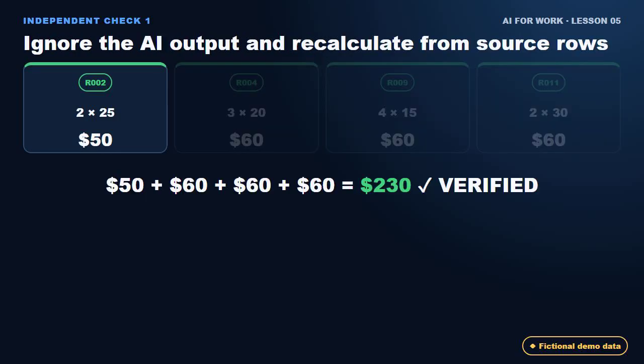We have corrected the proposal. We have not verified it yet. For the first important result, ignore the AI output and recalculate from the 4 source rows.